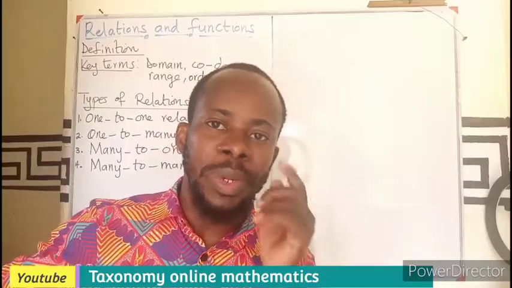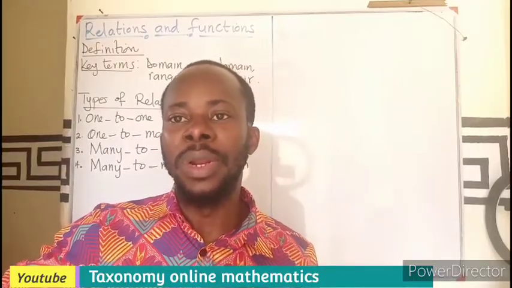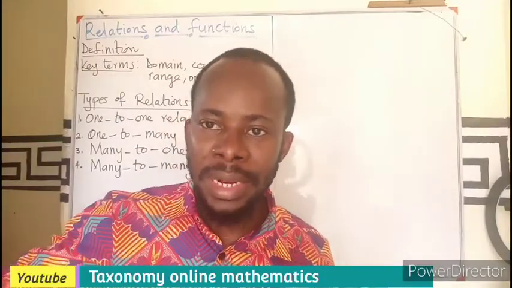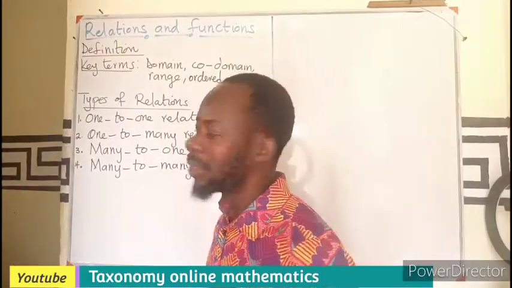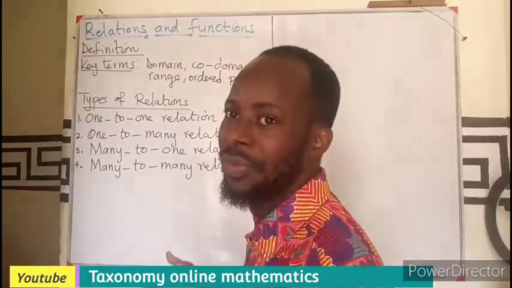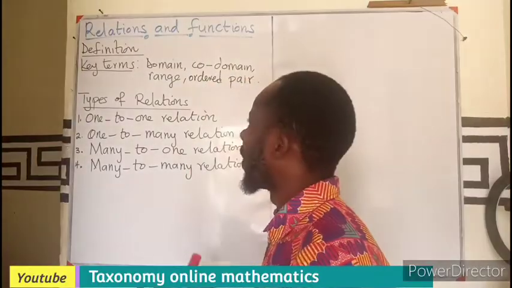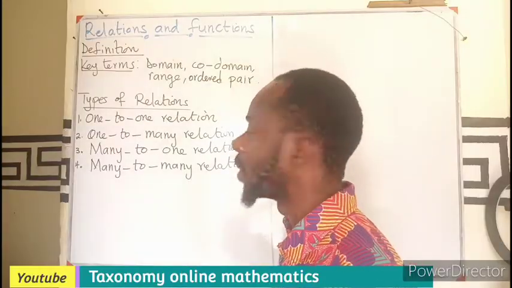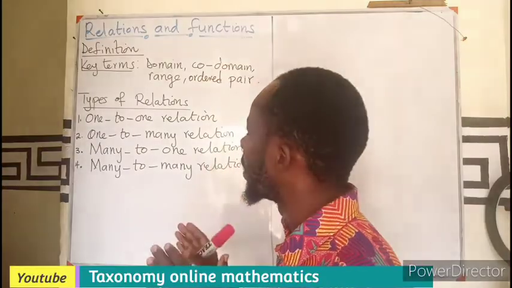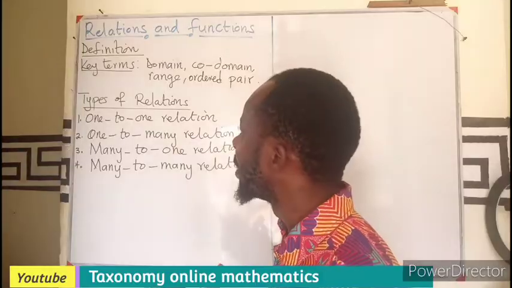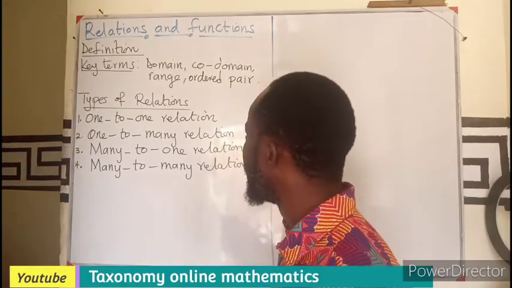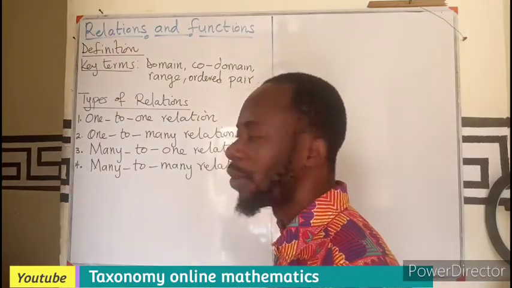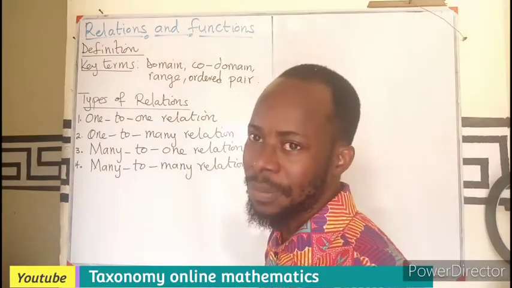In this episode, we want to take a tutorial on the topic relations and function. In this particular edition, we are going to deal with the definition of a relation. If time permits, we'll move to the definition of function. We'll talk about some key terms such as the domain, codomain, range, and ordered pairs. We'll proceed with the types of the various relations that we have.